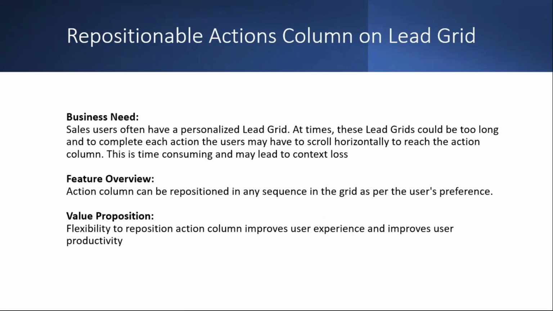In manage leads, as a sales user, when I see the lead grid personalized with a lot of lead information, and I have to follow up all the leads by adding activities, making calls, sending SMS, emails, whatever, the actions column on the lead grid is at the extreme right. When a lot of information is added to the lead grid, the user will have to scroll horizontally every time in order to perform the action. This is a time consuming task, and it also leads to context loss for users.